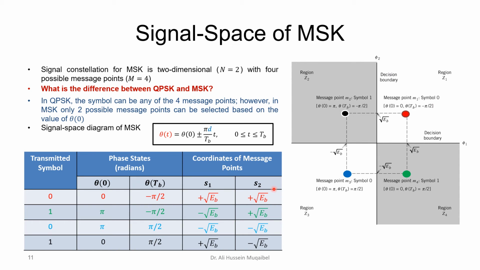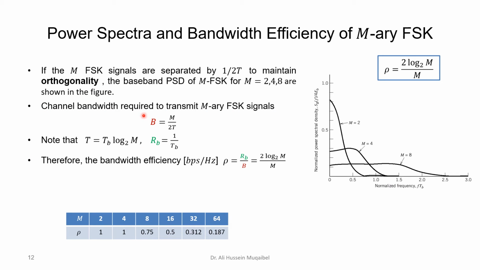Our focus now is just to recall the modulation techniques, and we are going to focus on the performance. Now let's address the power efficiency, the power spectral efficiency, and the bandwidth of M-ary FSK. If all the M symbols of the FSK signals are separated by 1 over 2T, of course we need to separate the frequencies to make sure that we can distinguish them, and this is the requirement to maintain orthogonality.